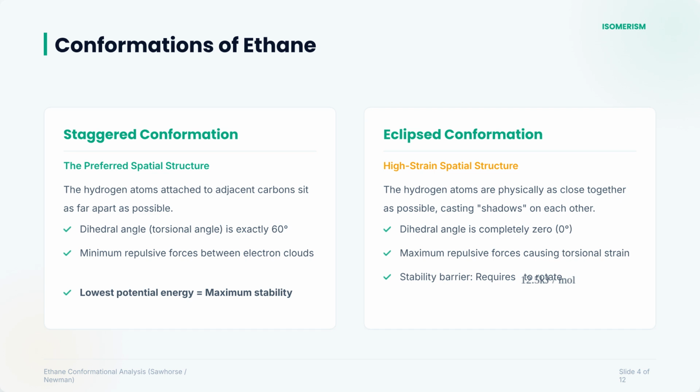Ethane exhibits two primary conformations. The staggered conformation is the more stable, preferred spatial structure. The eclipsed conformation, however, experiences high torsional strain due to repulsive forces between hydrogen atoms.